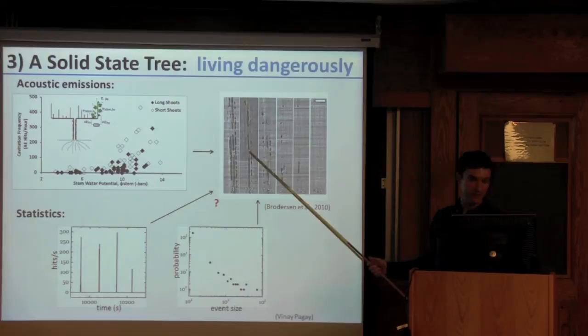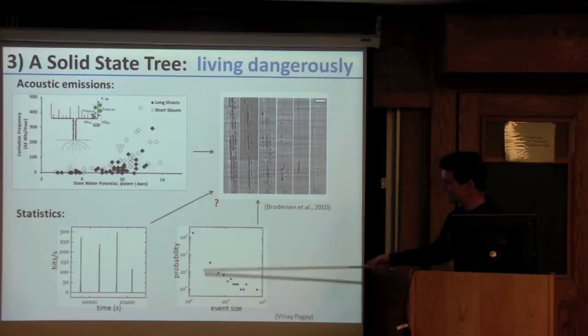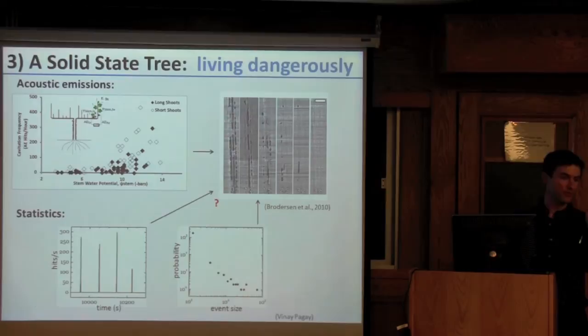So for example, in this data, what we'll see is that there are times when it pulses, okay? There'll be huge events, and then nothing, and then huge events, and then nothing. Interesting also, there's a power law distribution in event sizes, like avalanches or stock market crashes. There's some interesting dynamics that defines the size of these events.